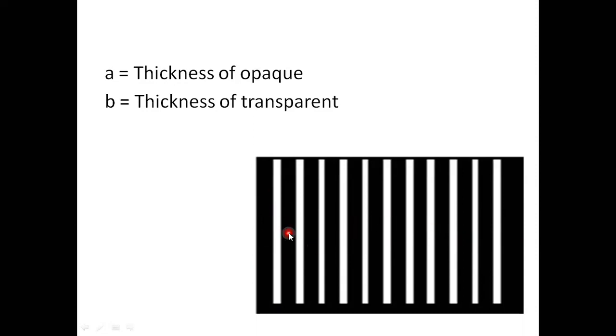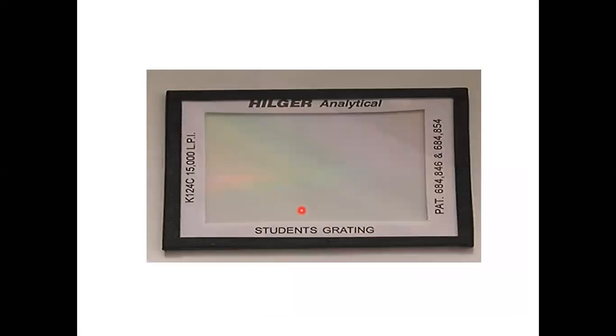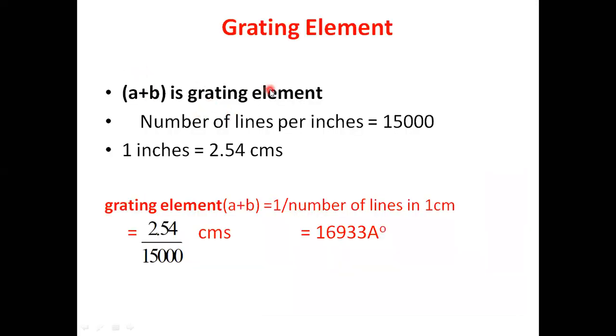So let us analyze what the dimension of this slit is, or whether the size of this slit will be comparable to the wavelength of light. If so, this grating can be used to observe the diffraction pattern. If A is the thickness of the opaque portion and B is the thickness of the transparent portion, then there is one term which is called the grating element. What is the grating element? A plus B is defined as the grating element.